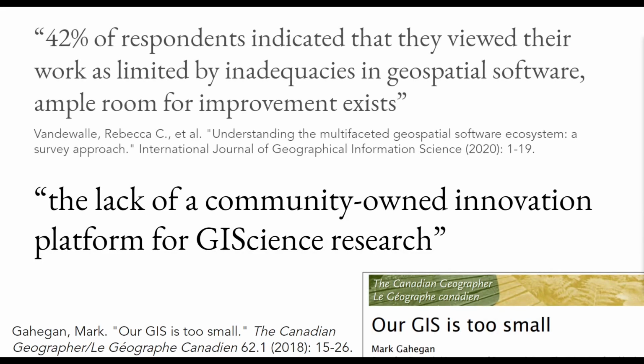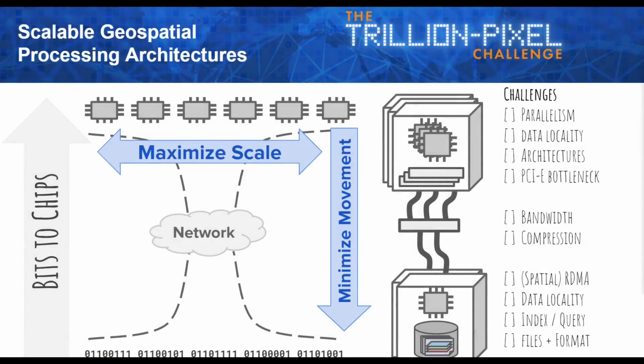Such a system could become the community-owned innovation platform for GIScience called for by Mark Geoghegan in a 2018 article. It also could help address the needs of the GIScience community who report that geospatial software inadequacies have limited their work, published in a 2020 article by Rebecca Vanderwall and collaborators. This platform would need to overcome several challenges identified in our workshop panel, including the movement of data from bits on storage systems to the chips on compute nodes, with the goal of maximizing the computational scale while minimizing the movement of data.